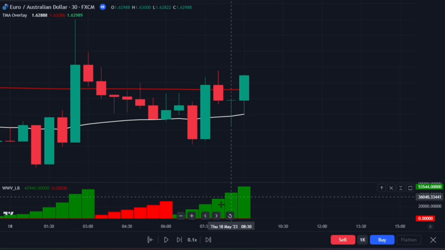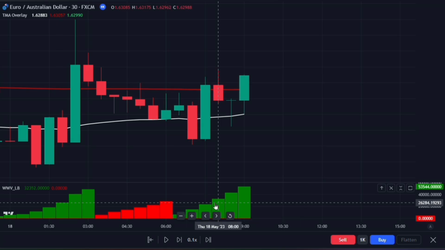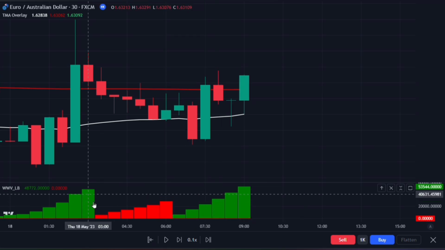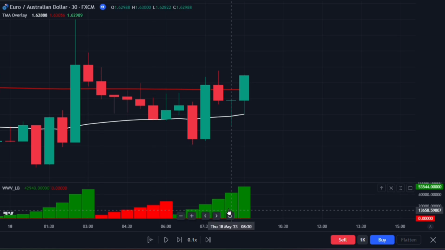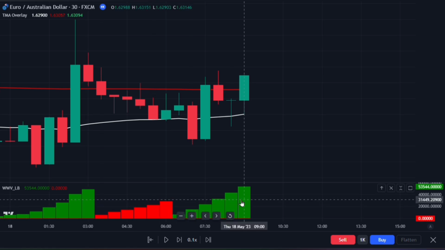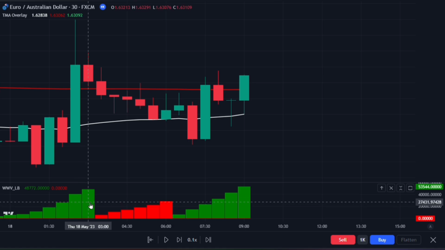Now, we will have to monitor this column until the values of the wave volume are higher than the values of the last green column right here. Since our last column was 48,772 in value, and our next column is 53,544, we can notice that it was at this green column that the volume indicator became greater than the last green column.